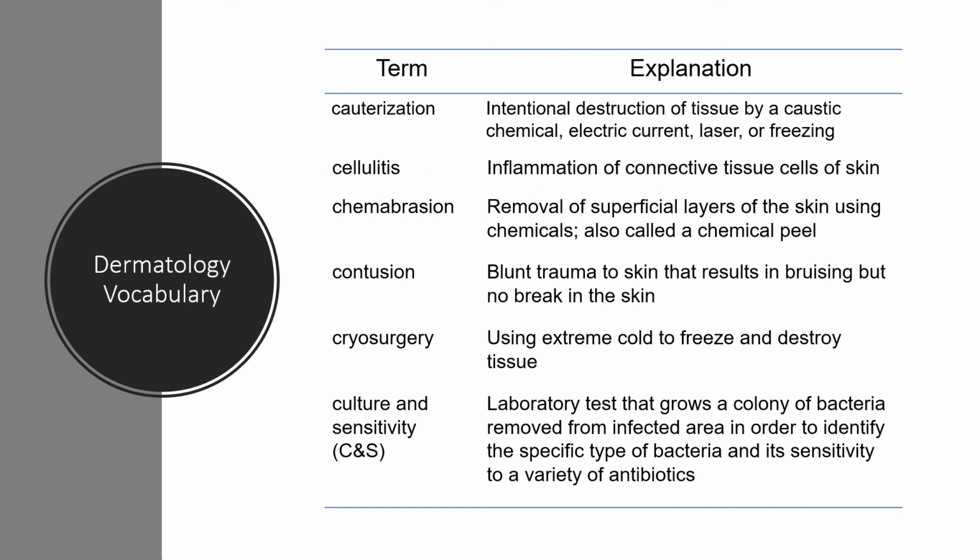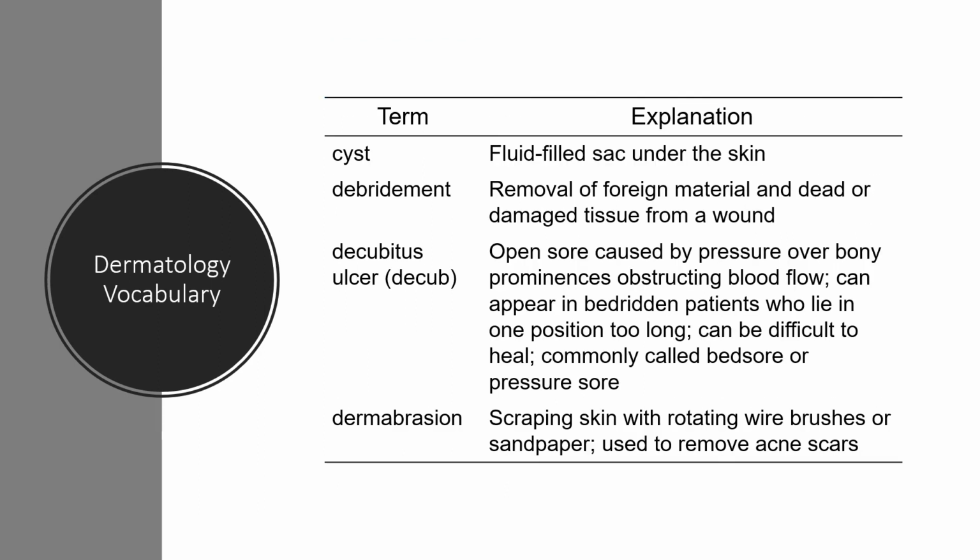And culture and sensitivity, also abbreviated C&S, is a laboratory test that grows a colony of bacteria removed from the infected area in order to identify the specific type of bacteria and its sensitivity to a variety of antibiotics. A cyst is a fluid-filled sac under the skin. Debridement would be the removal of foreign material and dead or damaged tissue from a wound.